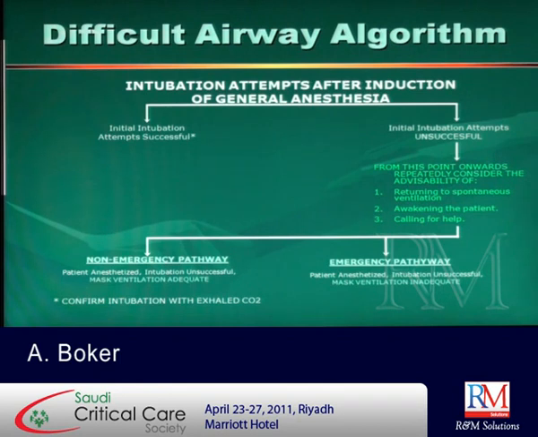So now we said you try to intubate and you could not. Then you go to mask ventilation. If mask ventilation is successful, you go to the green zone. If the mask ventilation is not successful, you go to the red zone. So cannot intubate, cannot ventilate, that's the red zone. If you can't intubate but can ventilate, it's the green zone.